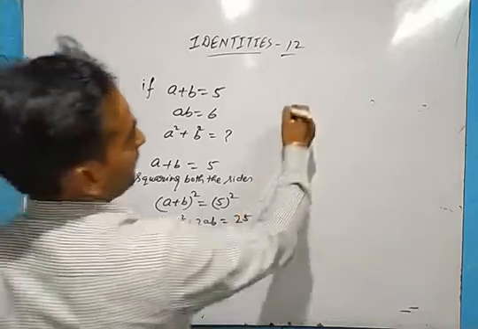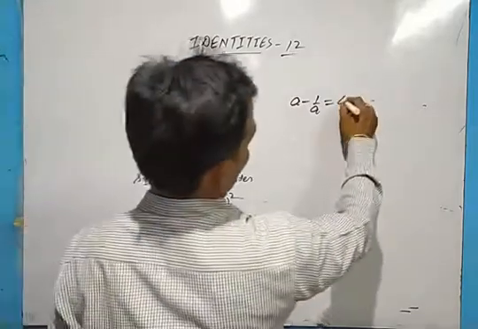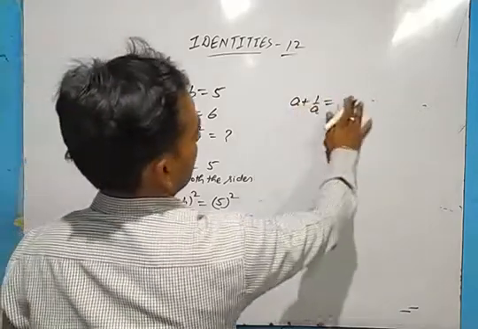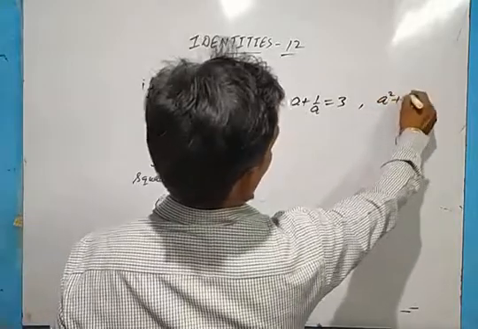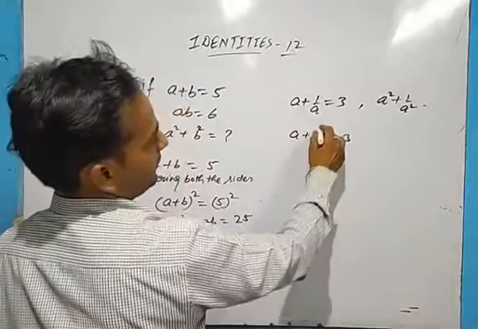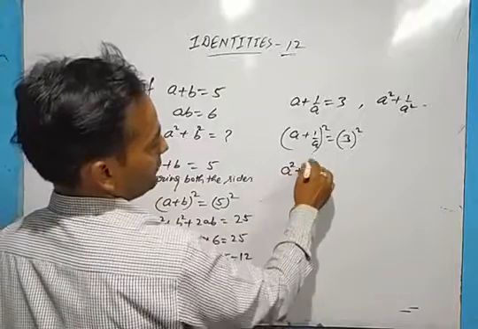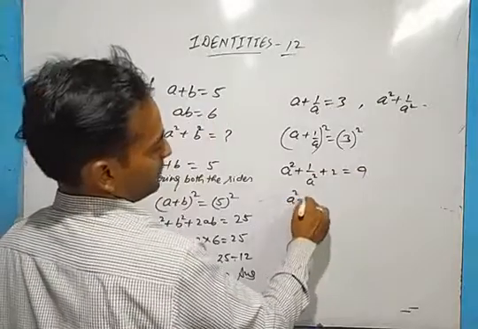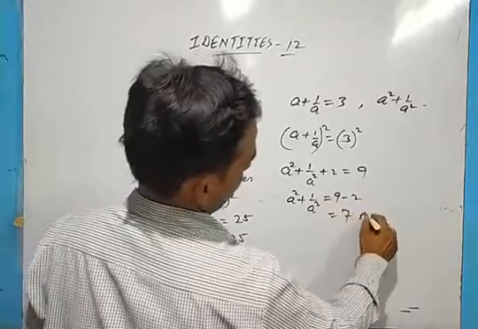One more is there. a + 1/a is given 3, and we have to find the value of a square plus 1/a square. Now see, a + 1/a is given 3, we will write squaring both the sides. So we will get a square plus 1/a square plus 2 is equal to 3 3 is 9. So a square plus 1/a square, 9 minus 2, that is 7 will be the answer.